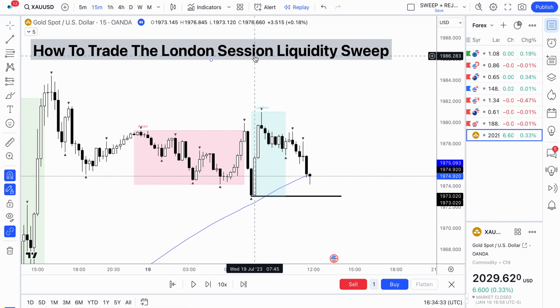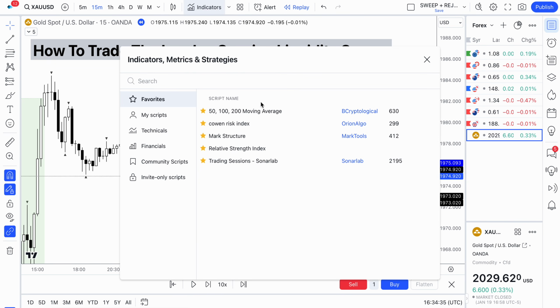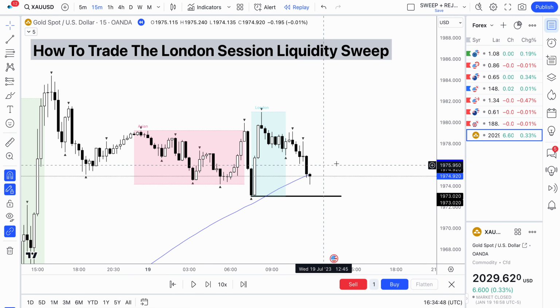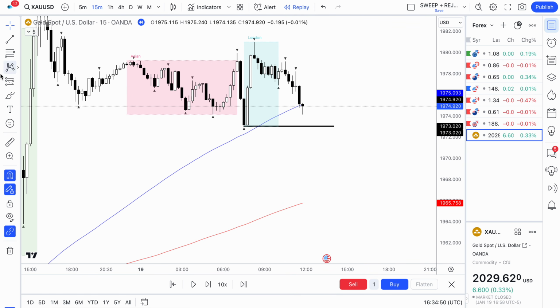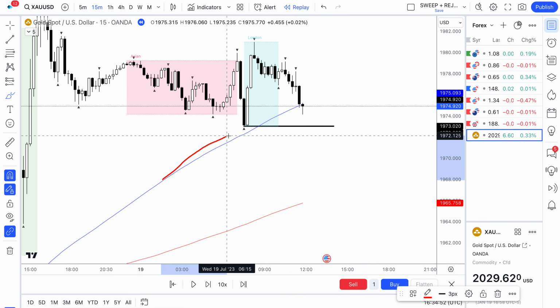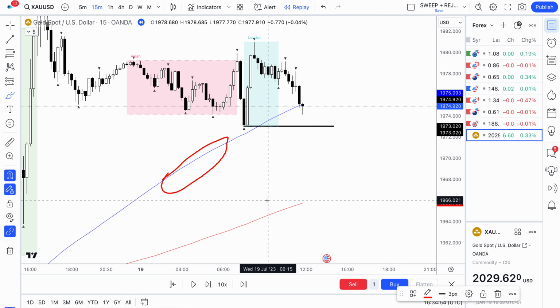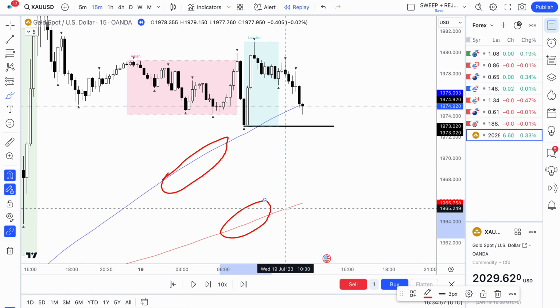One other thing that we need to add to the chart, if you don't already have it on your chart, is the 50, 100 and 200 moving average. That's by B Cryptological. Apply that to your chart, add it to your favorites. But we only need the 100 and the 200 moving average. This is the 100 here, the blue one. This is the 200 here, the red one.